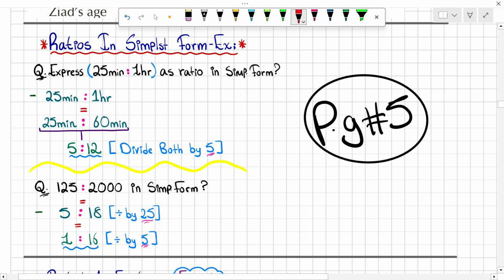To make the ratios in simplest form, you must divide each by a common factor. 25 minutes to 1 hour, make sure it's the same unit. 1 hour is 60 minutes, 25 minutes to 60 minutes, divide both by 5. Ratio is 5 to 12.